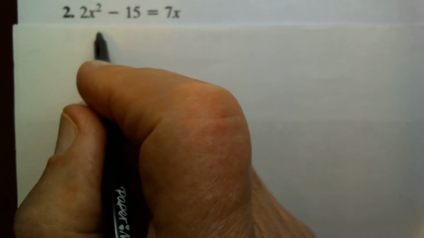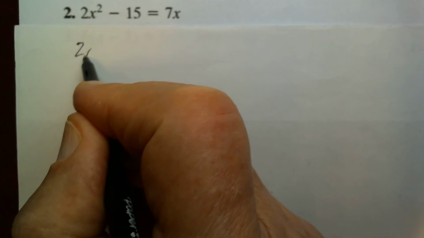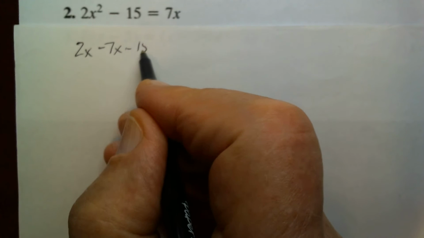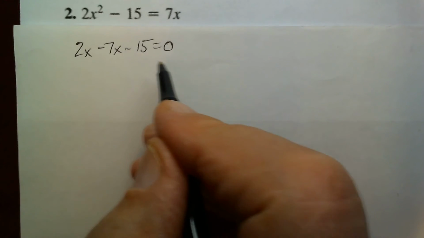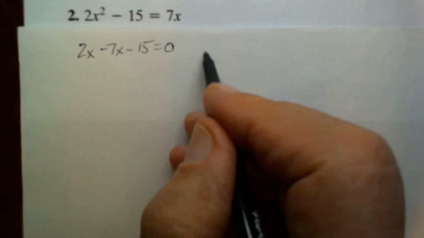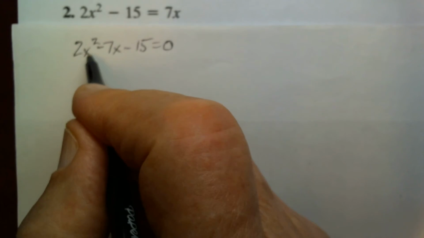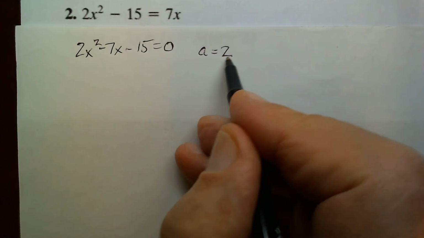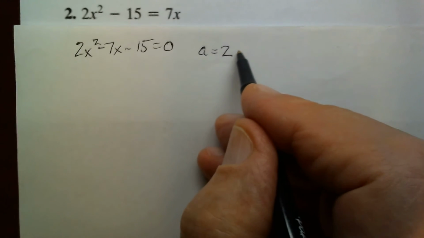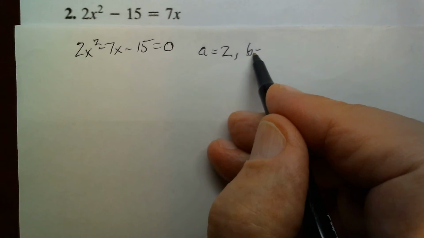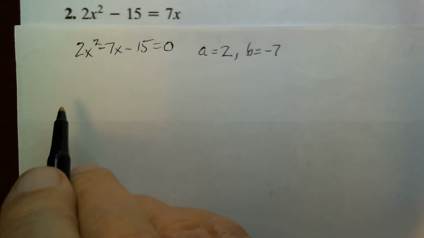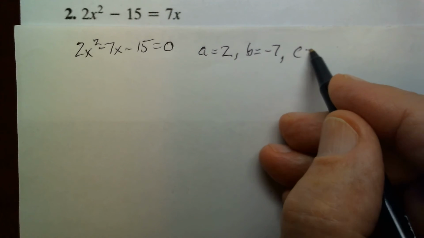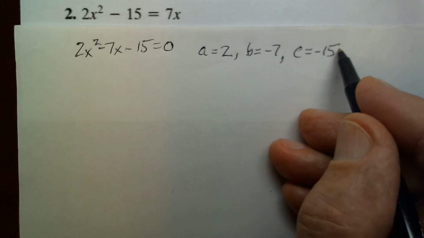Exercise 2, we need to rewrite as 2x squared minus 7x minus 15 equals 0. So then a, b, and c are as follows. A is the coefficient of x squared, so a equals 2. B is the coefficient of x, and that's equal to minus 7. And c would be the constant, so c is equal to negative 15.